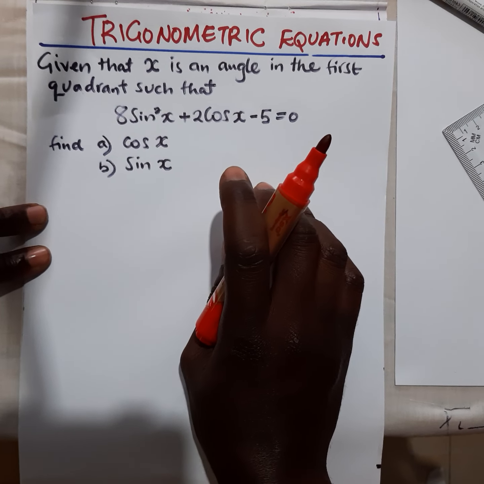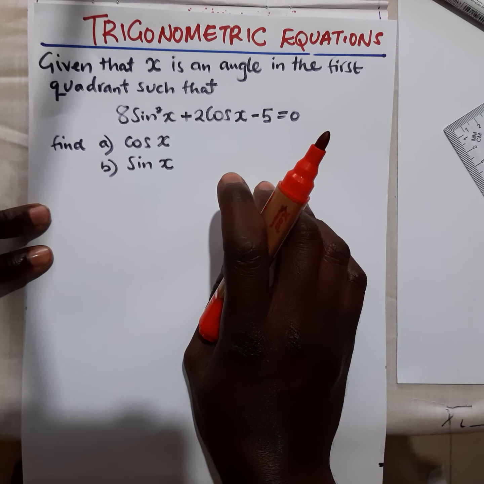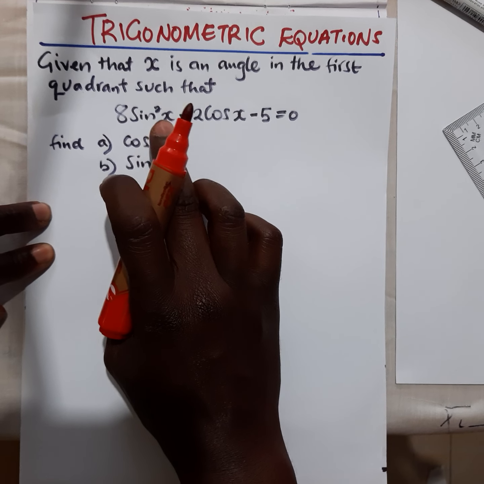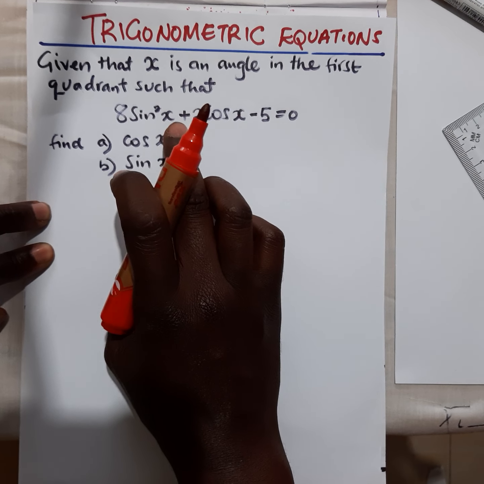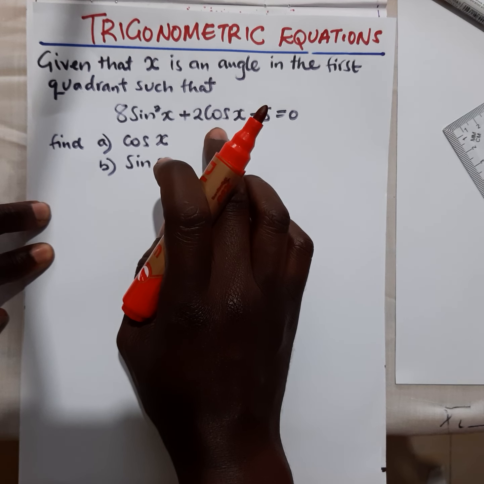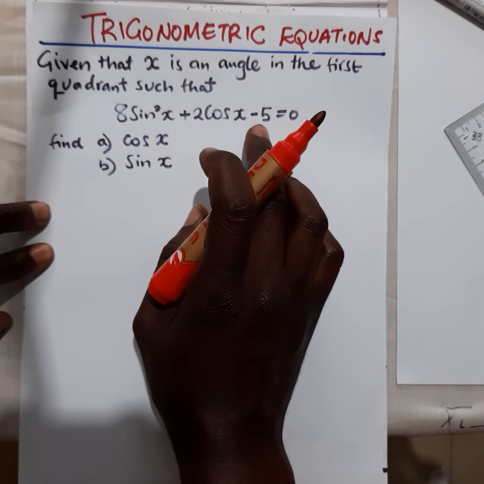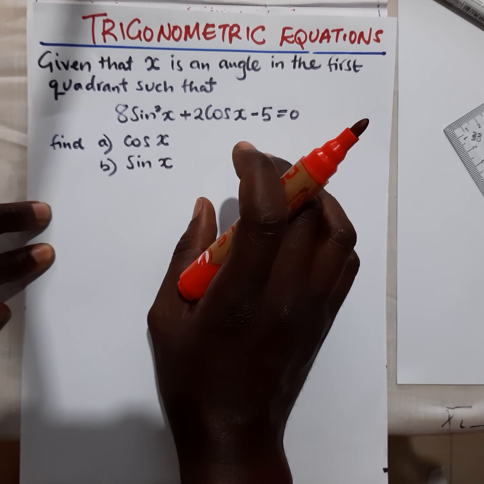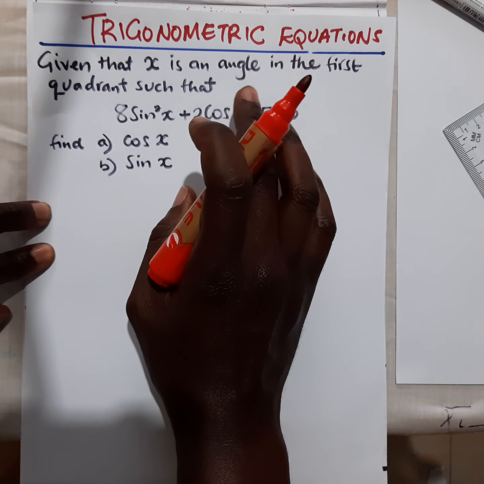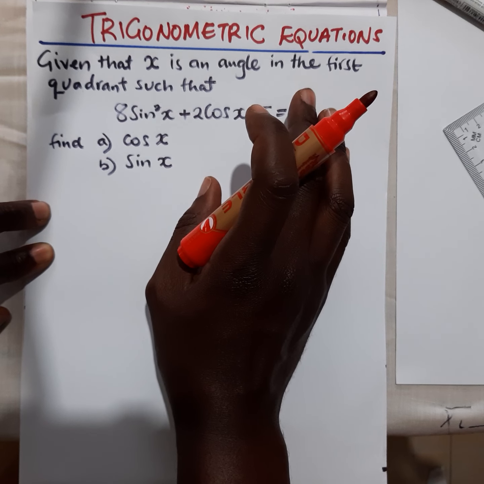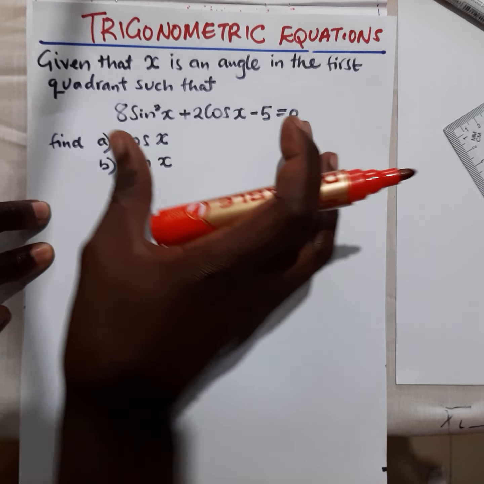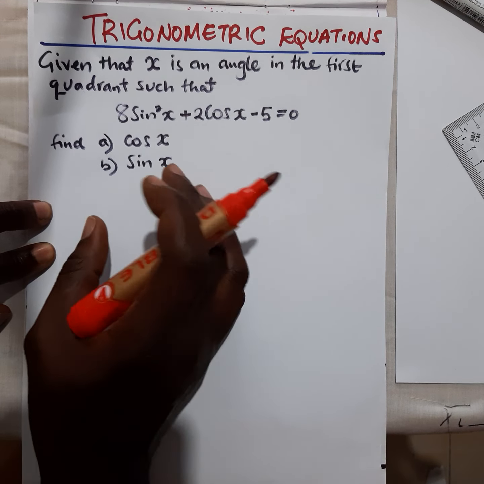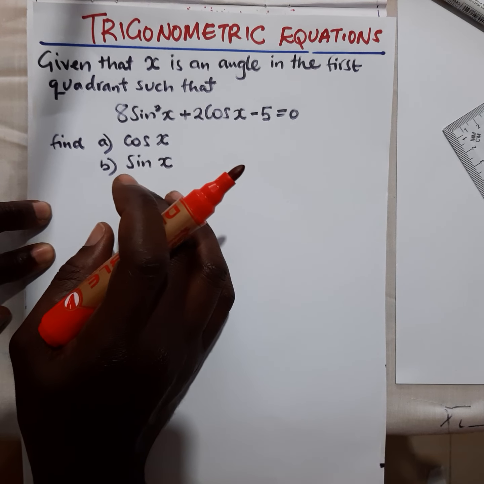In today's video, we are going to solve 8 sine squared x plus 2 cos x minus 5 equals 0. We are told that x is an angle in the first quadrant such that we have this. So we are finding cos x and sine x.